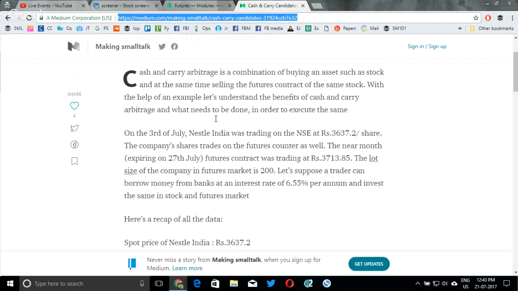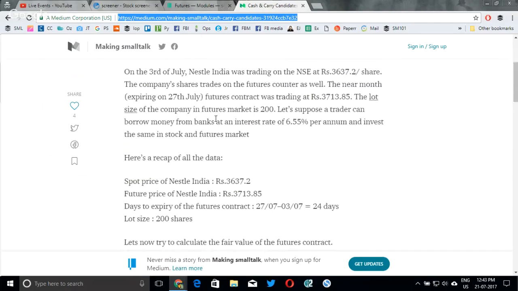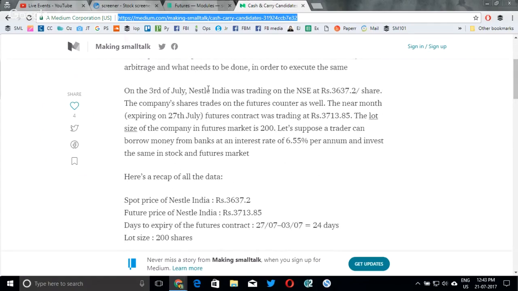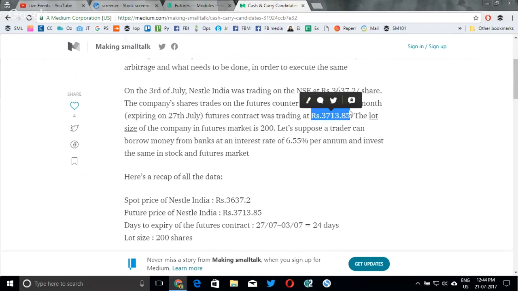Now, this is a live example to understand how you can execute a cash and carry arbitrage. What is happening is that on 3rd of July, Nestle India was trading on the NSE at a price of rupees 3,637.2 per share. The company's shares also get traded on the futures counter. Given that we are in the month of July and it was 3rd of July when this example was written, the near month future contract was the contract which was supposed to expire on 27th of July. So that becomes the near month future contract, and the price of that contract on the same day was 3,713.85 rupees. The lot size of the company in the futures market is 200.